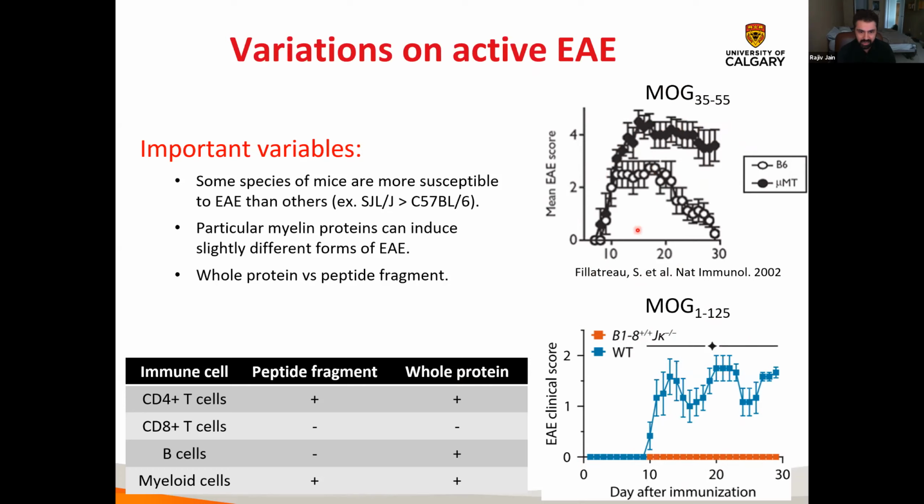And so depending on the model you use, it can be either better or worse for studying certain subsets of cells. For example, immunizing with just the peptides I alluded to earlier will induce CD4 immune responses and also myeloid immune responses, but not appreciable B cell or CD8 immune responses. Whole protein immunization can induce all of these cells, but doesn't appreciably induce a CD8 immune response. Now, the one problem with whole protein is it's a lot more expensive and cumbersome to work with, and so there's definitely a trade-off. Depending on what you're trying to ask, it may be advantageous just to use the peptide.